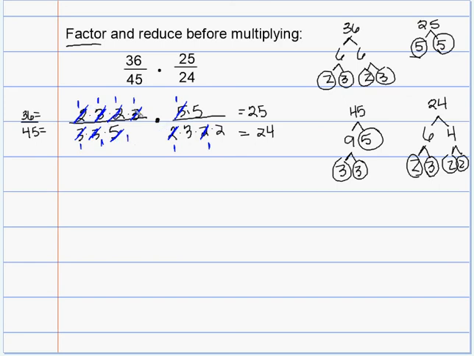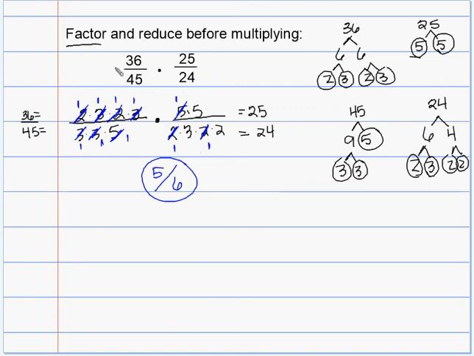Okay, so now I have 1s and 1s over here, so this fraction has just been reduced to 1 with all these other fractions. So what's left over here? Just a whole bunch of 1s times 5. And the denominator is a whole bunch of 1s times a 3 times a 2, which is 6. So 36/45 times 25/24 will simplify to 5/6. This is a whole lot easier than trying to multiply 36 times 25 and 45 times 24 and then trying to reduce. So I urge you to try to use some of these strategies.